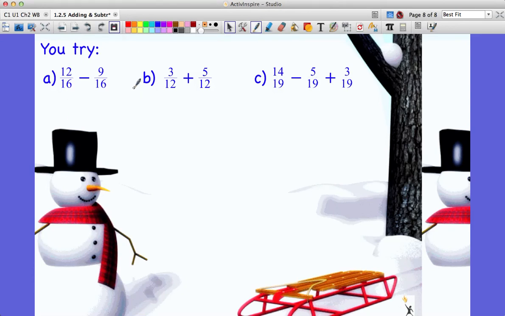Right? So I would like you to try these on your own. I think that you can do this without any more examples or help. I want you to try 12 sixteenths minus 9 sixteenths, 3 twelfths plus 5 twelfths, 14 nineteenths minus 5 nineteenths plus 3 nineteenths. Make sure to show your work in your workbook. This will also be on Edmodo for you to take the quiz and show your answers. If you have any questions, make sure to post them to Edmodo so we can go over them in class tomorrow.